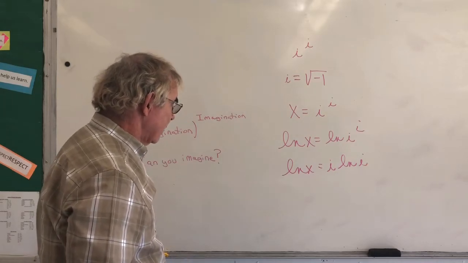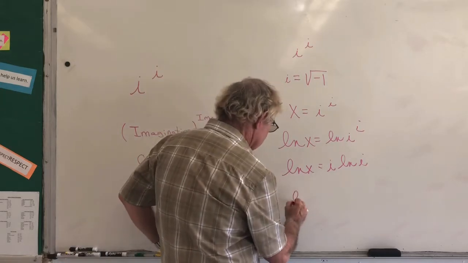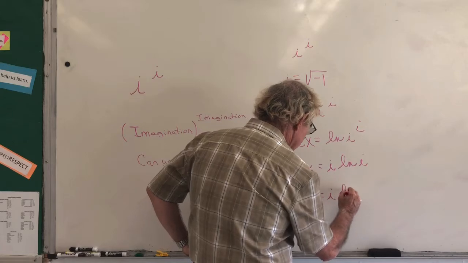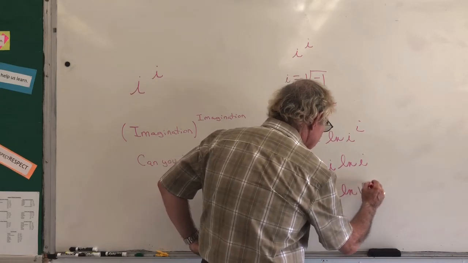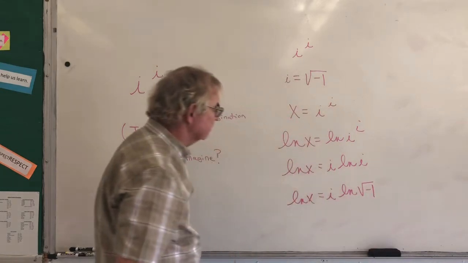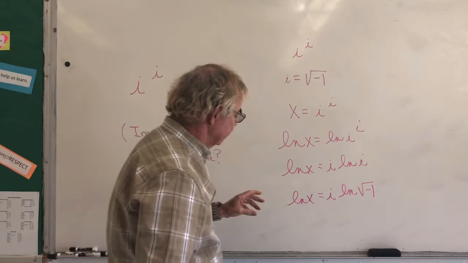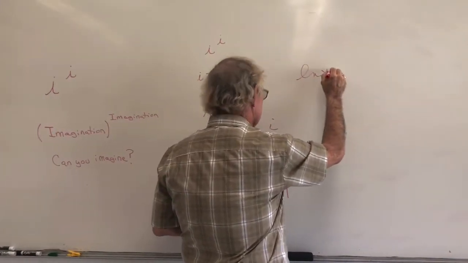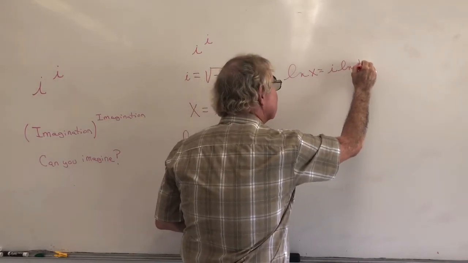Now you say, all right, but the definition of i was the square root of -1. That's i. So let's move it over here a little bit. So here's where we are. We've got the ln of x is equal to i times the ln of the square root of -1.